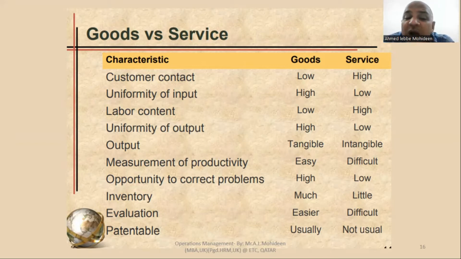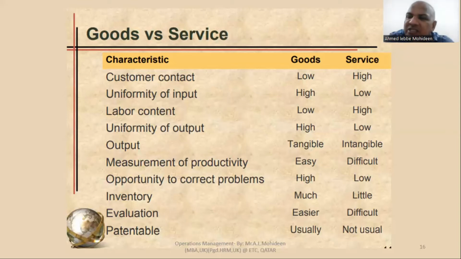Uniformity of output: if you take the uniformity of output, the service will be low, but goods will be more because you are going to bring more goods. Measurement of the productivity, which one is easy? Where can you measure the productivity, for the goods or services? Goods. For the goods, you can see because it's tangible, so it's easy to measure. But the services cannot. It's very hard.